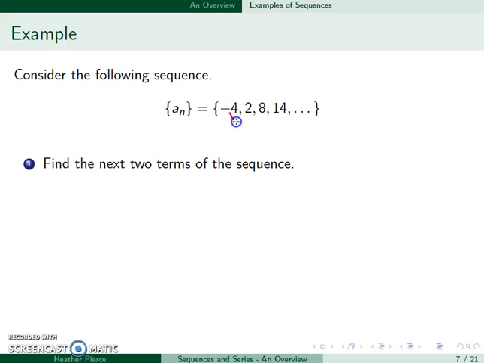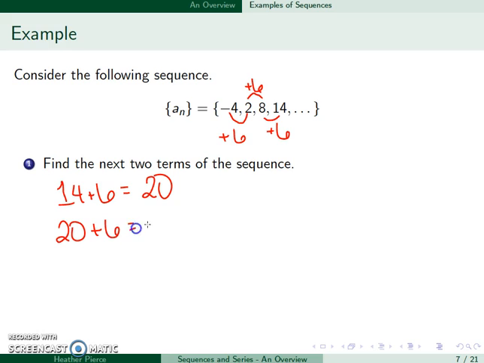We can see that from -4 to 2, we add 6. From 2 to 8, we add 6. From 8 to 14, we add 6. So our next two terms, we'll add 6. So 14 plus 6 is 20, and 20 plus 6 is 26.